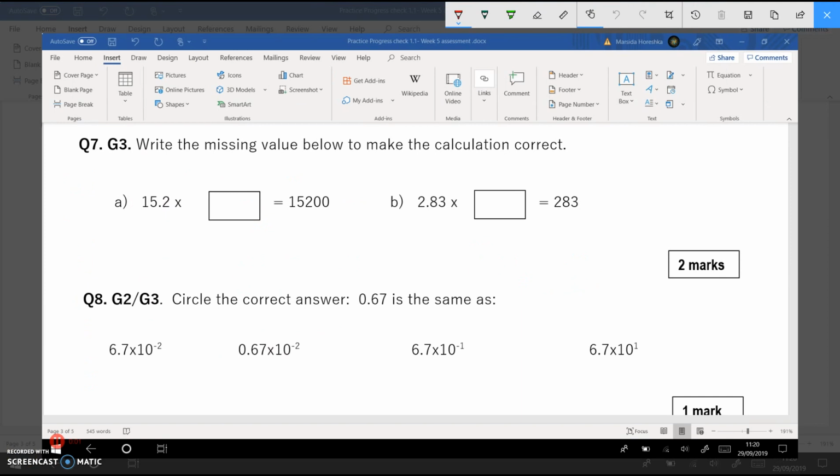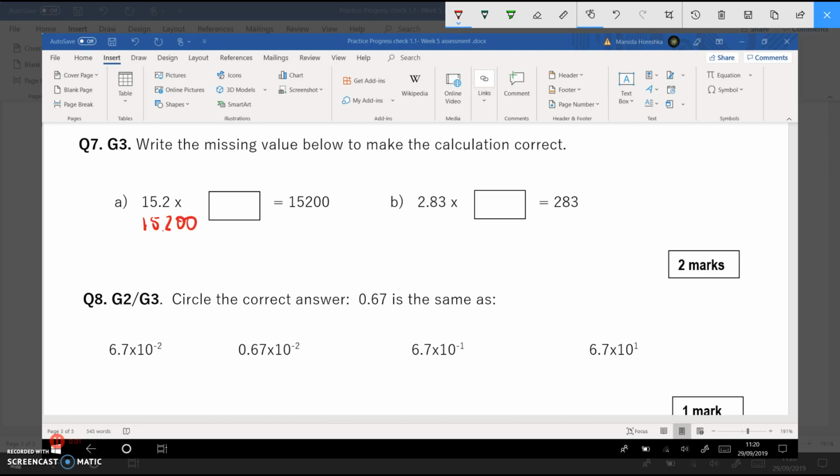Question number 7. Write the missing value below to make the calculation correct. So we've got 15.2 times the number equals 15,200. So what's happened? We've got the same digits, 1, 5 and 2. We just have more zeros and the decimal point has shifted. So I'll write the answer underneath.